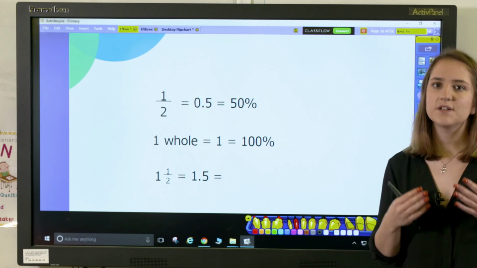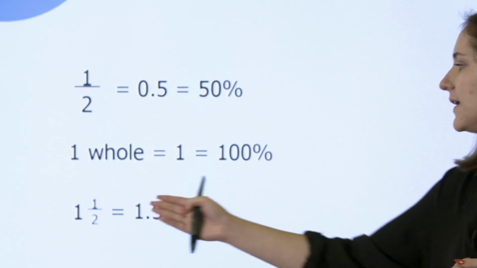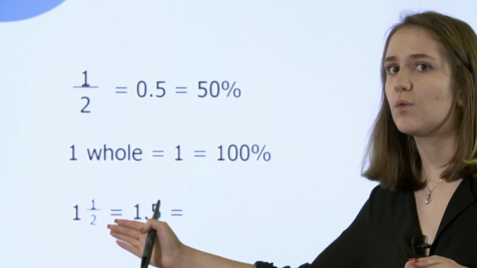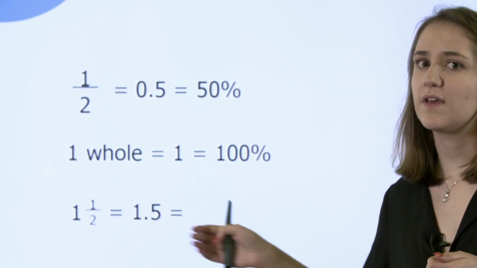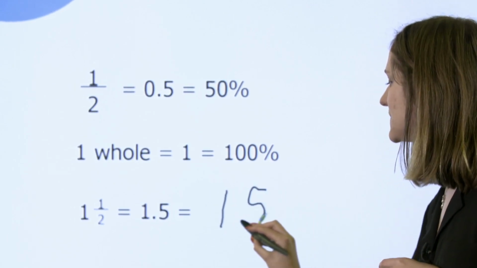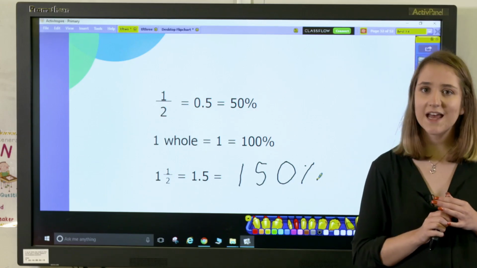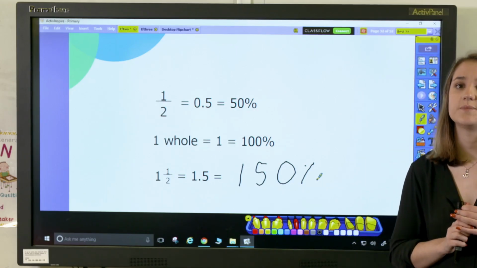But what happens if we continue with this pattern and add 0.5 again? Well, here we have 1.5. If we multiply that by 100, we get 150%. So yes, we can have a percentage greater than 100%. Another example might be 1.25. That would be the same as 125%.